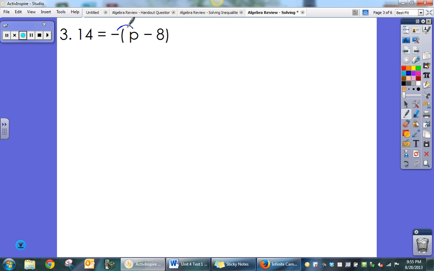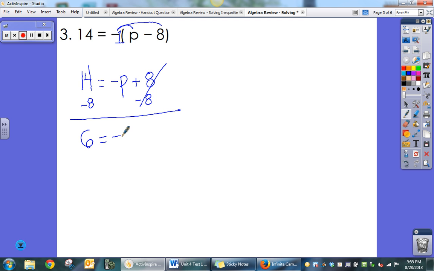Here I'm distributing negative, and really there's an invisible 1 right there. So I've got 14 equals negative 1 times p, so negative p. Negative 1 times negative 8 is going to be plus 8. And now in this case I know I've been moving the variable to the left and the constant to the right, but here there's only a variable on one side. So if I moved this over, I'd have to move the 14 over, which would be 2 steps, when I could just subtract 8 from both sides, and then I have the constants on one and the variables on the other. So 14 minus 8 is 6, equals negative p.